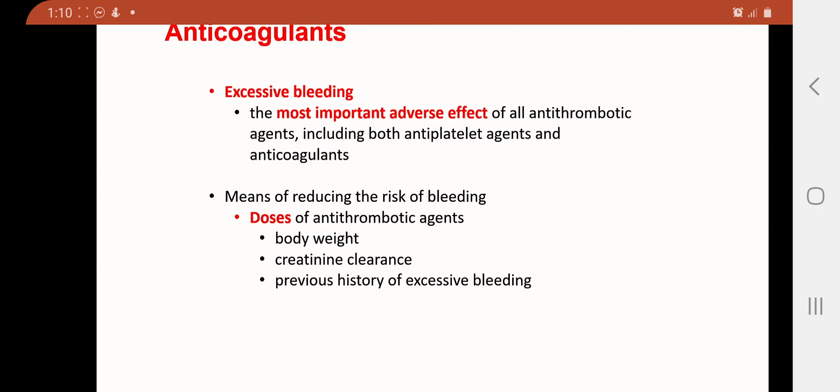Bleeding is the most important adverse effect of all antithrombotic agents, including antiplatelets and anticoagulants. So, how do we reduce the risk of bleeding? The following conditions should be considered when you give the dose: the body weight, the creatinine clearance, and previous history of excessive bleeding.